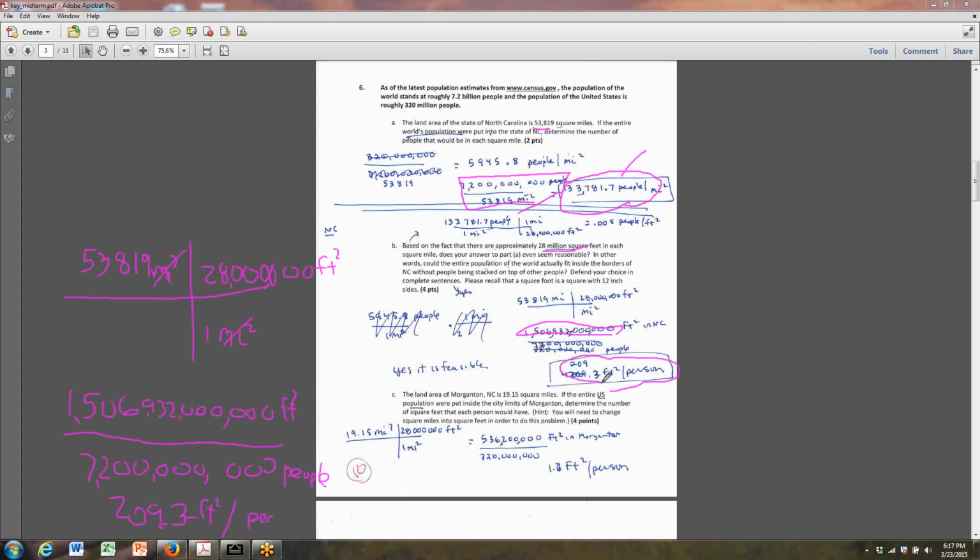And 209 square feet, that's like a room that's 20 by 10 would be 200 square feet. So 20 by 11 would be 220 square feet, so a little bit bigger than 20 by 10. All right, so you're not going to be stacked on top of each other. It's not a lot of room, but you're not going to be stacked on top of each other.